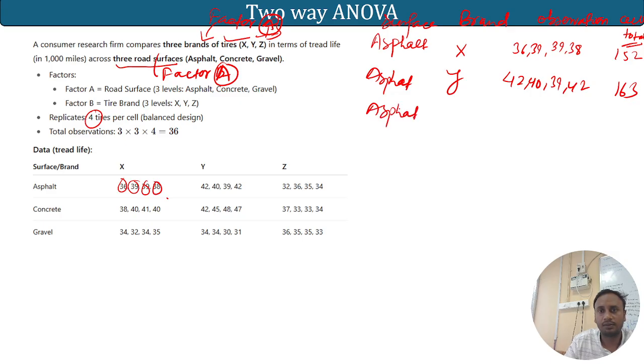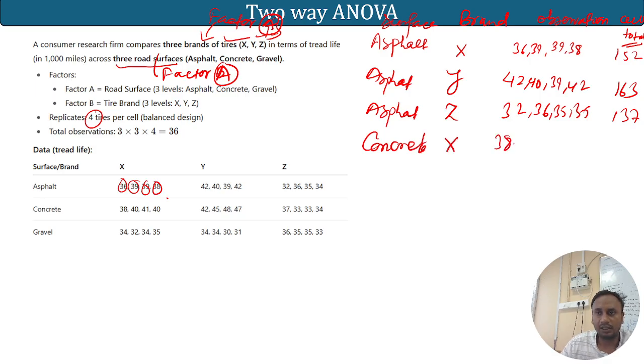Asphalt Z: 32, 36, 35, 34. How much did it come to? 137. Then we have concrete X: 38, 40, 41, 40. How much did it come to? 159.